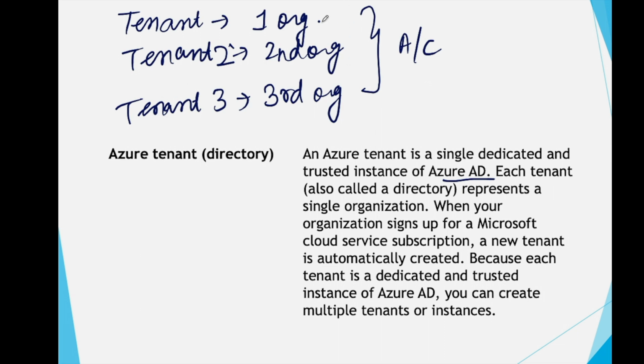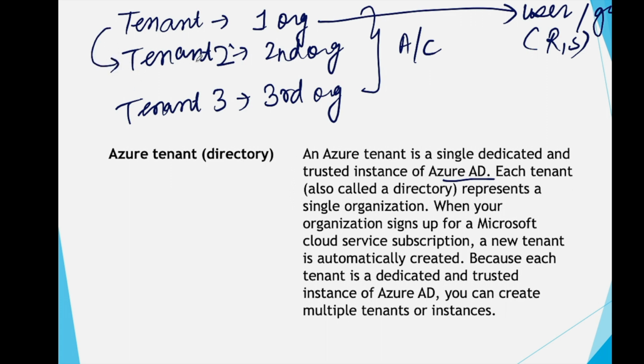But what is the difference is that each tenant will have their own set of users or groups and own set of resources and subscriptions. It is not linked to tenant 2. Tenant 2 will have another set of users and groups and resources and subscriptions. Similarly for tenant 3. So you can have a number of tenants. That is why Azure Active Directory is called a multi-tenant cloud approach. Because each tenant is a dedicated and trusted instance of Azure AD, you can create multiple tenants or instances.